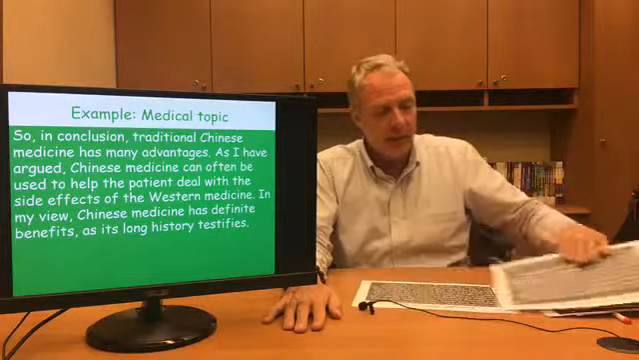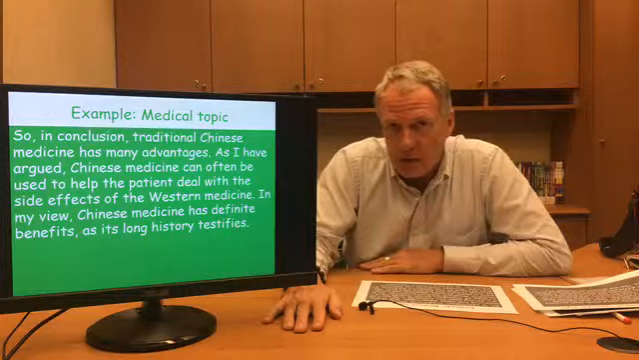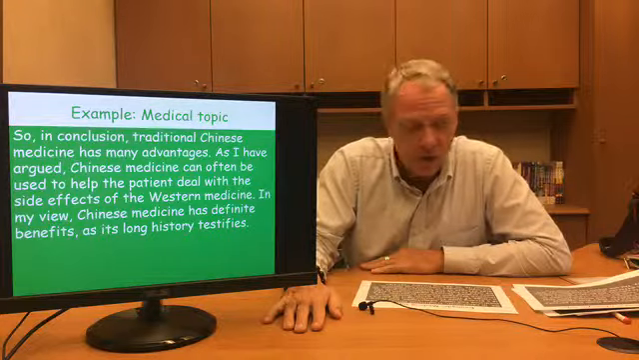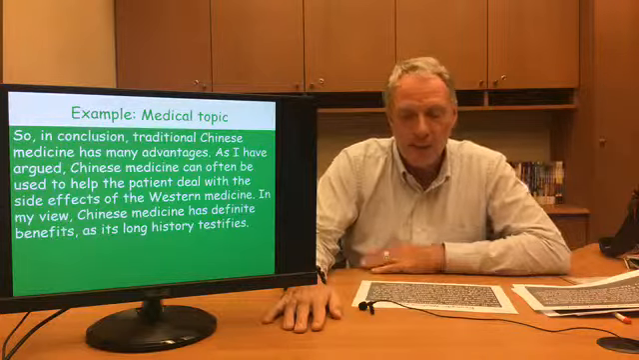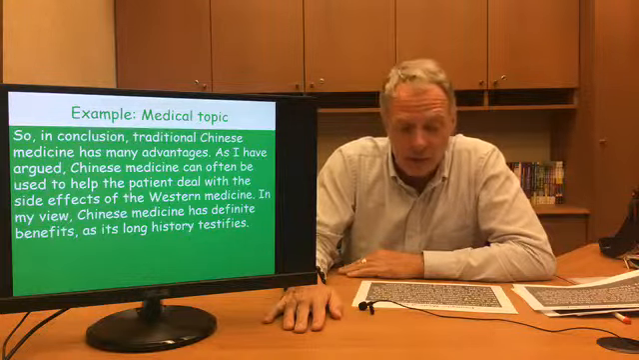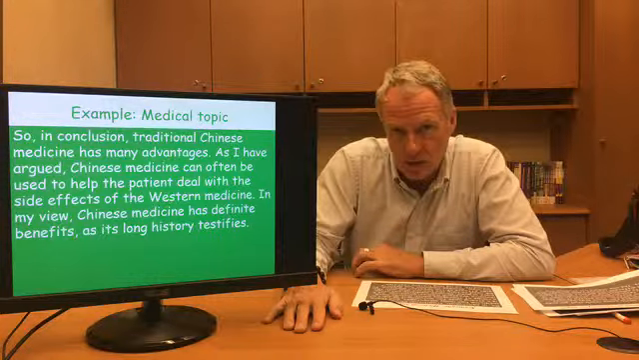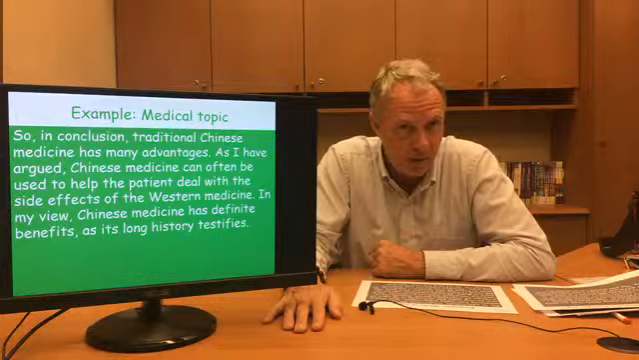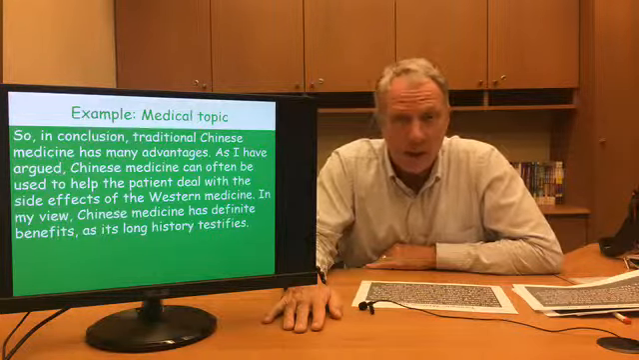Let's look at an example for the medical topic. I'm going to use the same example that we used 2 weeks ago in the introduction class, and the topic was the benefits of traditional Chinese medicine. So let's have a look at this example of a conclusion. So, in conclusion, traditional Chinese medicine has many advantages. That's summarizing. You're just summarizing that in your previous paragraphs you would have described all the advantages of Chinese medicine. Now here comes your opinion.